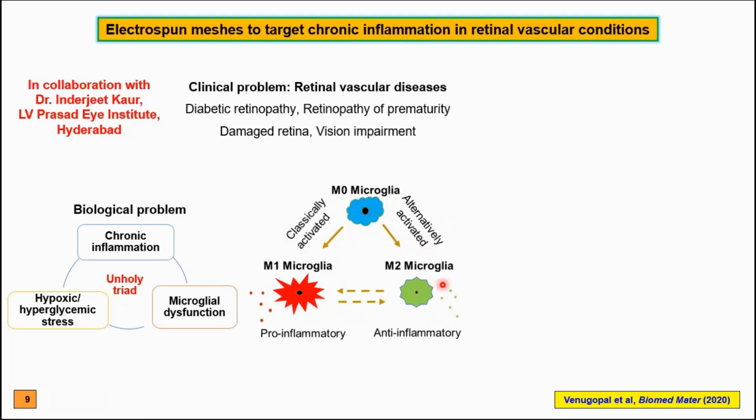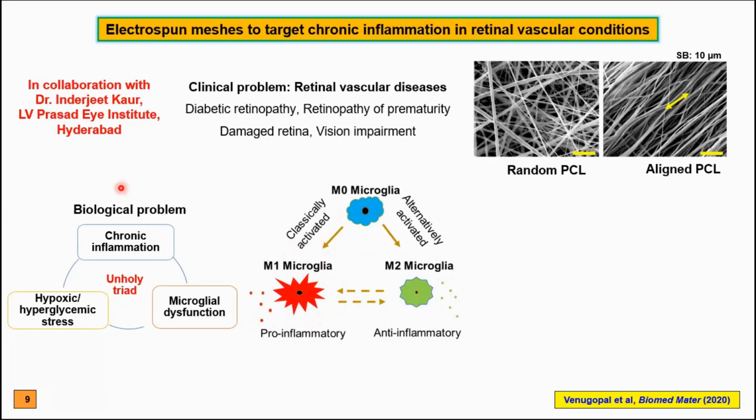So one of the questions we ask is, because microglial dysfunction is involved in diabetic retinopathy, and it is well known that cells constantly remain in this pro-inflammatory state in this disease, can we deploy electrospun materials, either on their own or functionalized with drug, to target these microglia and switch them from an M1 pro-inflammatory phenotype to an M2 anti-inflammatory phenotype, with a view to controlling chronic inflammation in the long term?